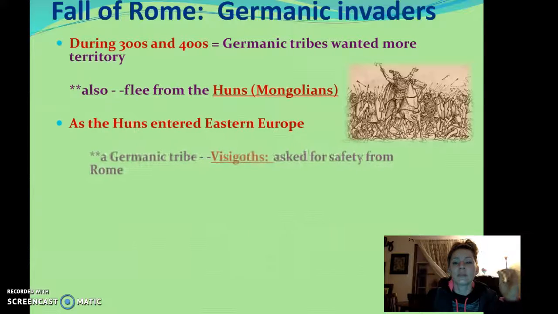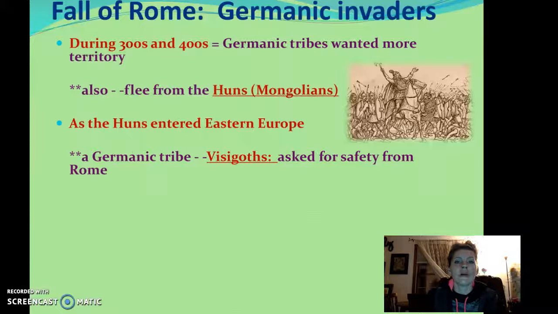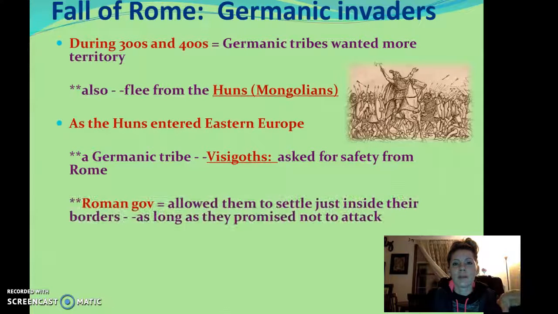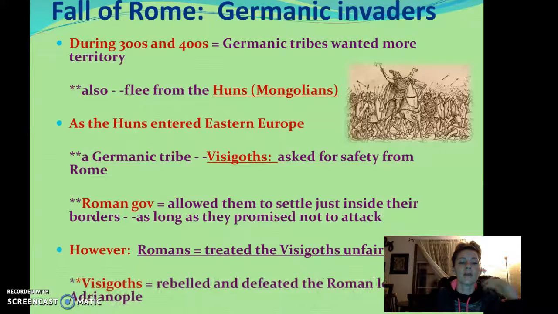But the problems are just going to continue. We focus on the Western Roman Empire because it's more with Europe, and that's our area for 7th grade. With the Western Roman Empire, we're going to have these Germans coming in. The number one reason the Germans came into Rome was because they were trying to escape from a group called the Huns. The Huns came from an area of Mongolia, which is just north of China.